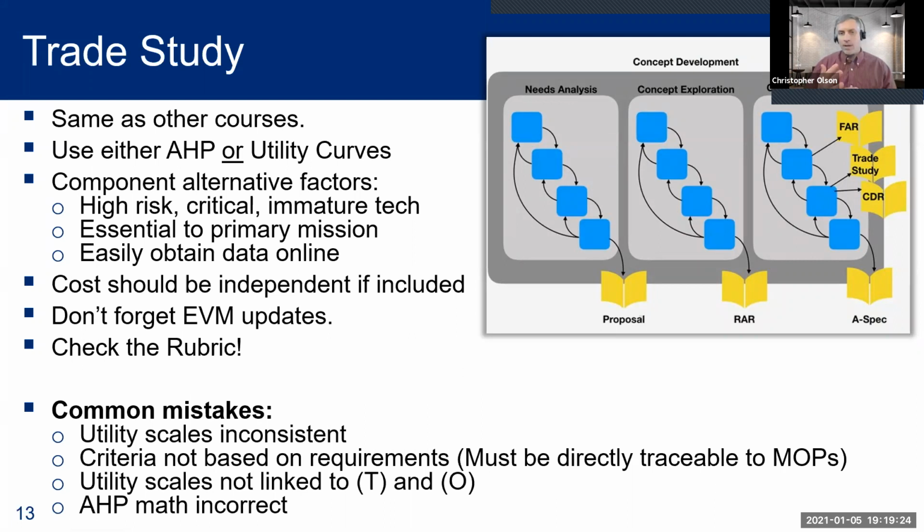Another one is that the criteria are not based on requirements. Make sure that they are definitely, for sure, based on requirements from your requirements analysis report or draft requirements that will go into your A-spec. They have to be based on requirements, shall statements that you have in your spec, directly traceable to those MOPs. The other common mistake is that utility scales are not linked to thresholds and objectives.